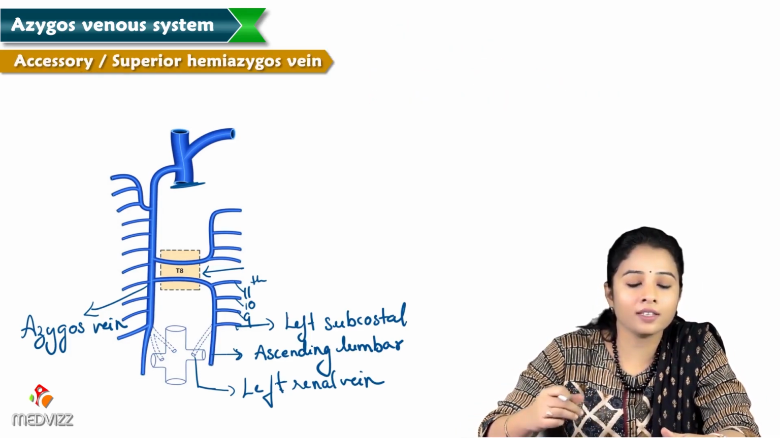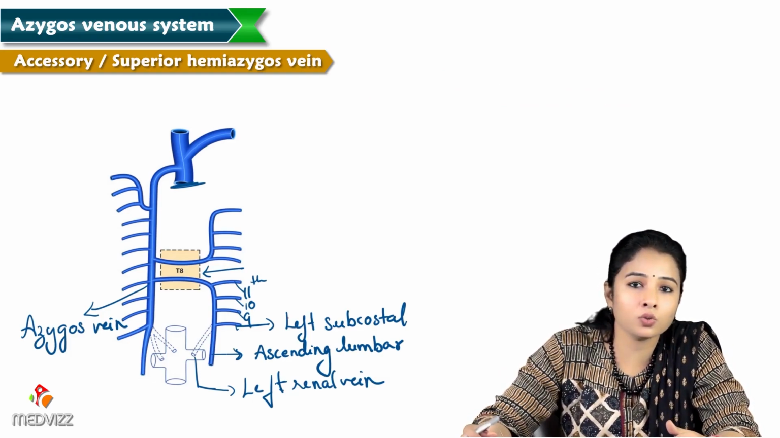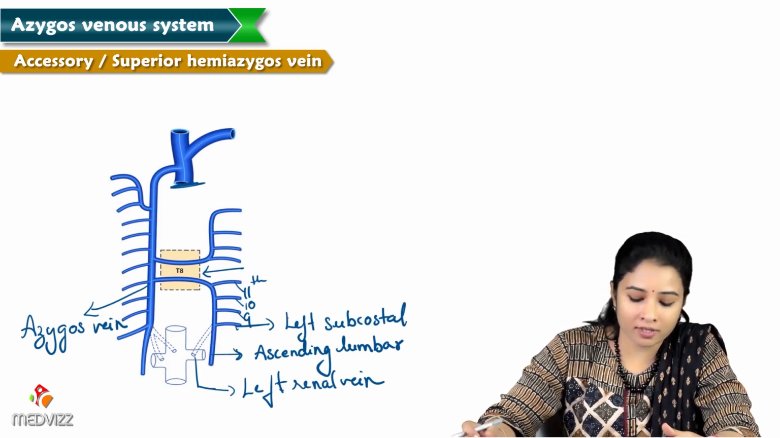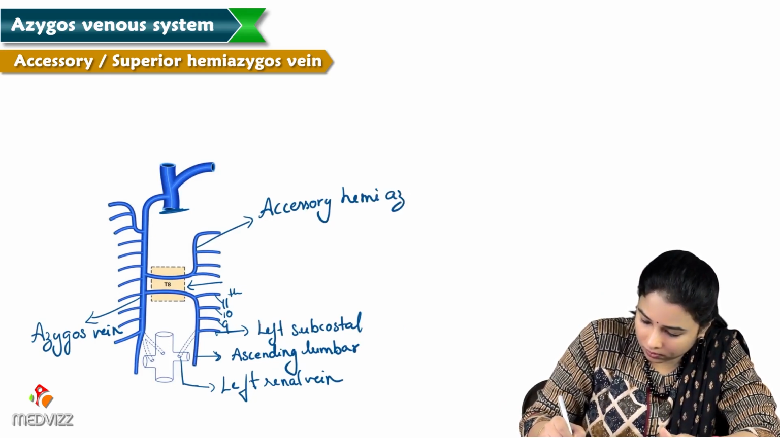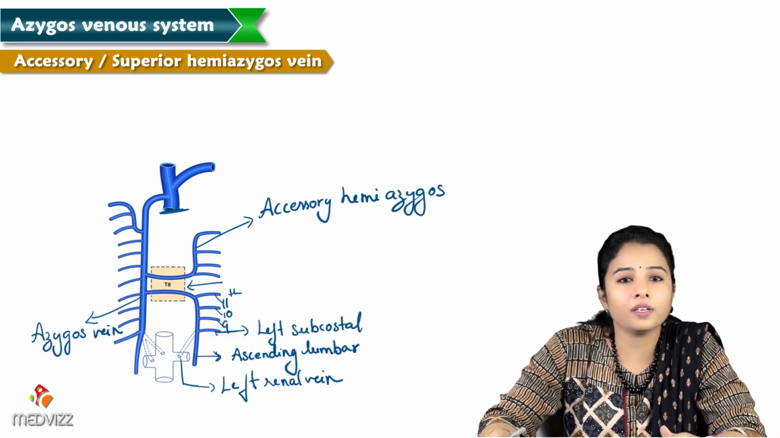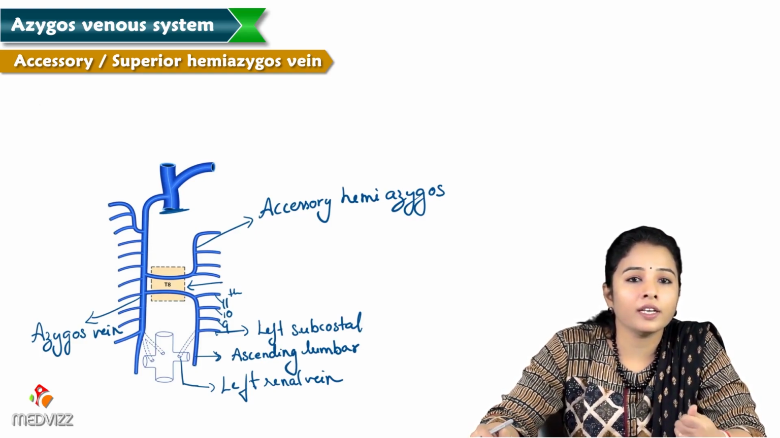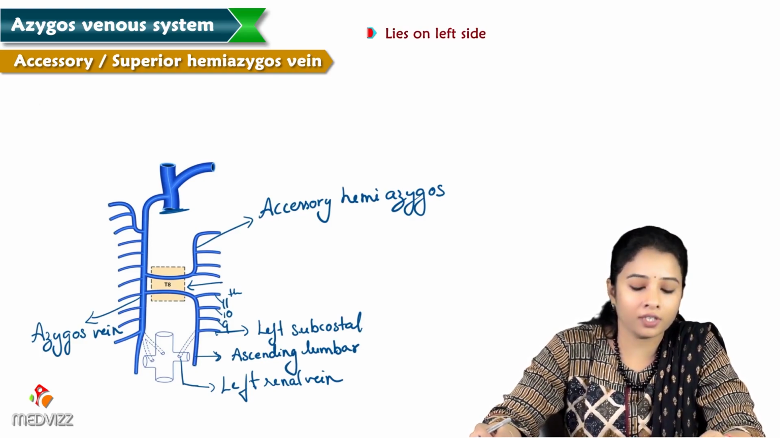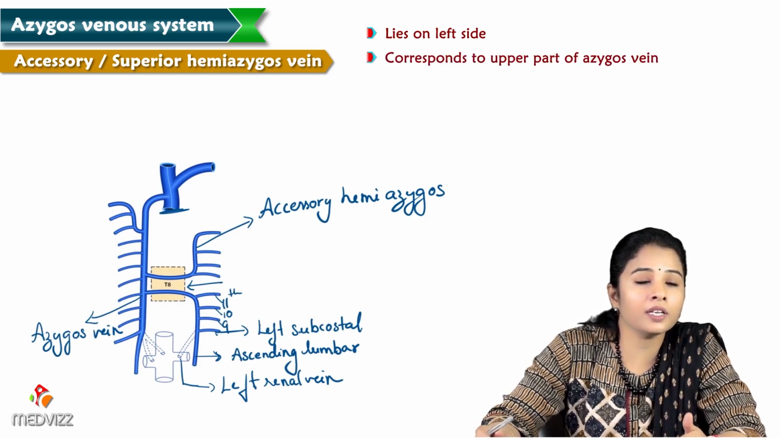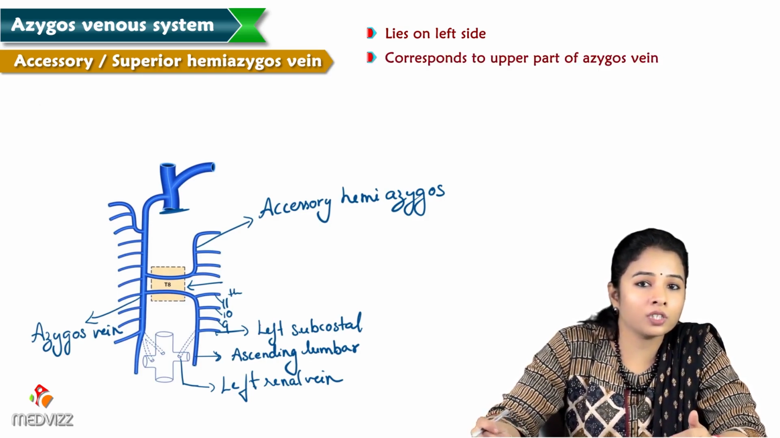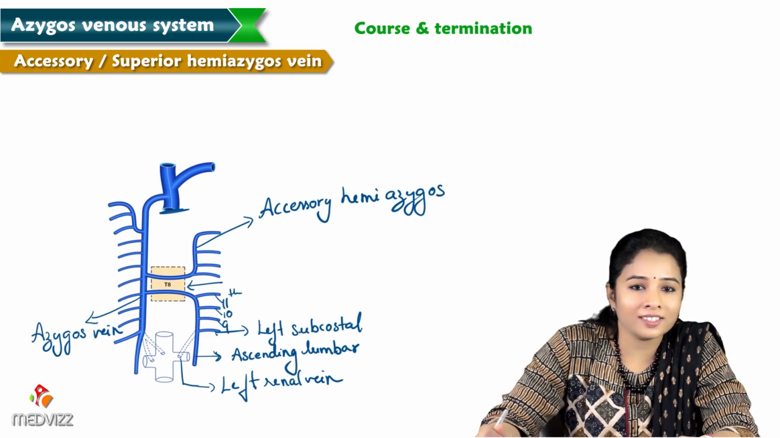So after hemiazygous, accessory hemiazygous. The accessory hemiazygous is otherwise known as the superior hemiazygous vein. This accessory hemiazygous vein lies on the left side only. So it is not on the right, it lies on the left side. It is a left sided mirror image of the upper, that is the superior, portion of the azygous vein. Let's see its course and termination.